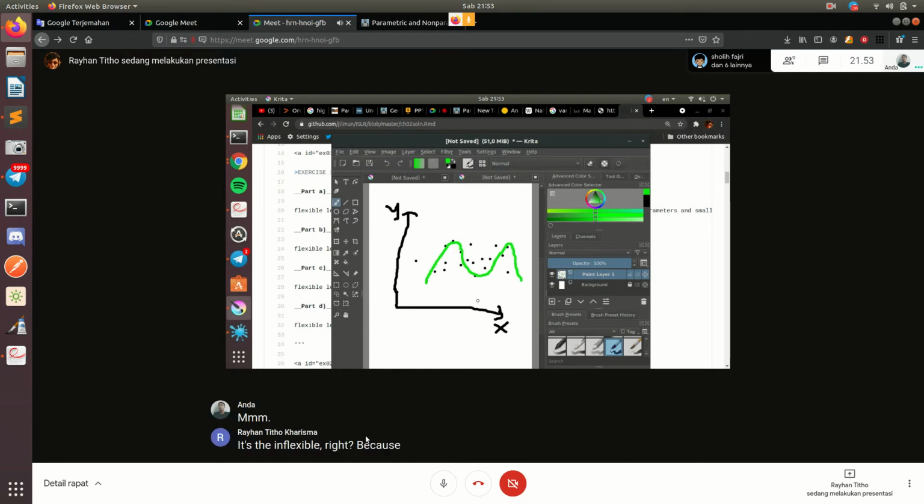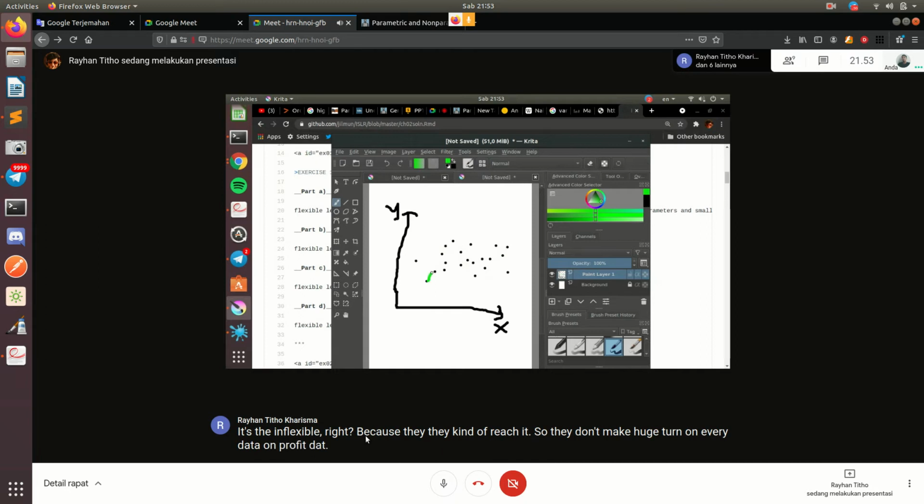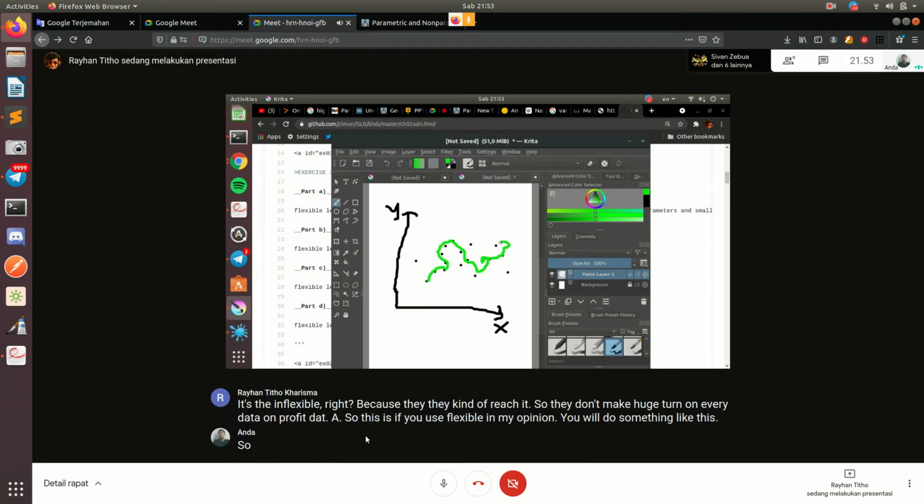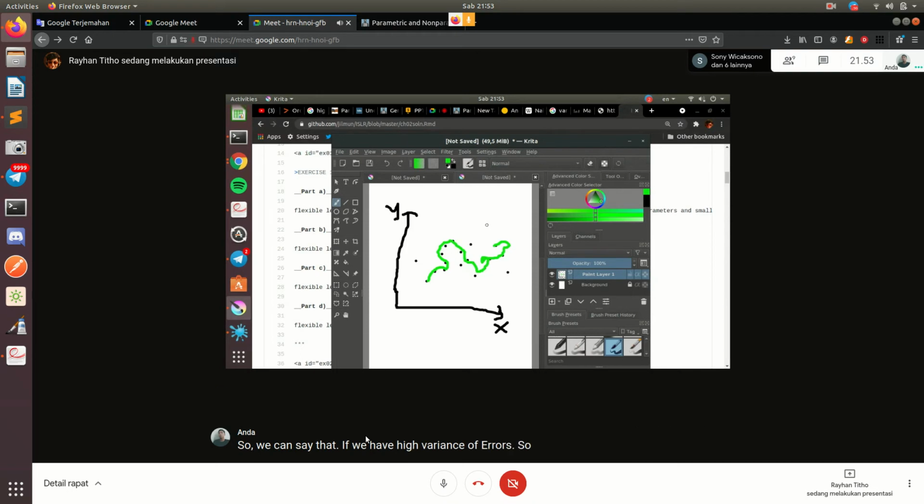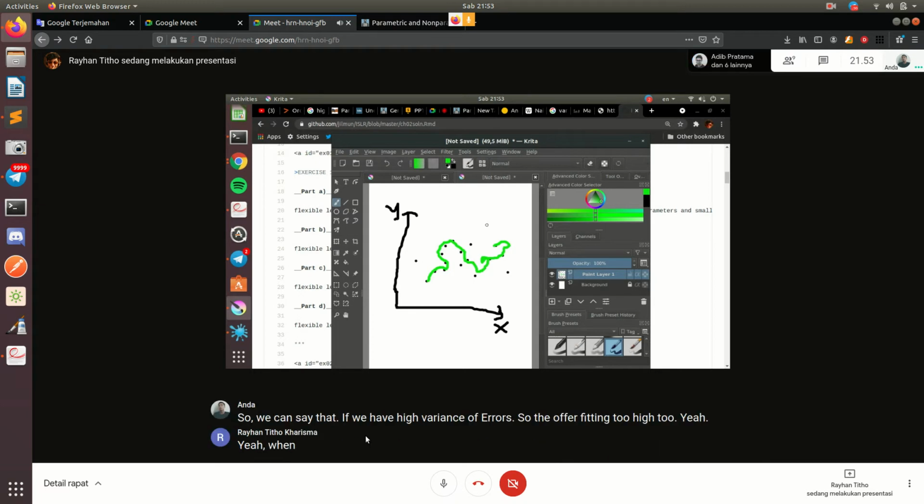It's the inflexible, right? Because they kind of reach it, so they don't make a huge turn on every data. But in flexible, they will overfit the data. So if you use flexible, in my opinion, you will do something like this. So we can say that if we have high variance of error, the overfitting is too high too, when the difference of error is incredibly huge.